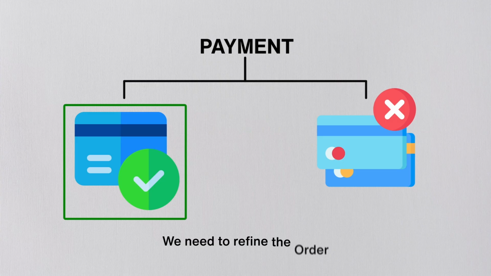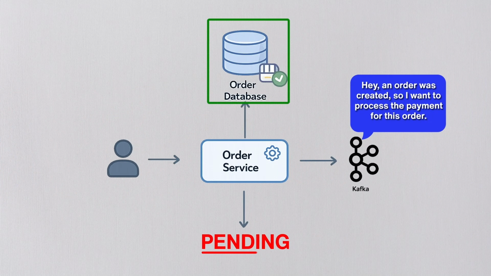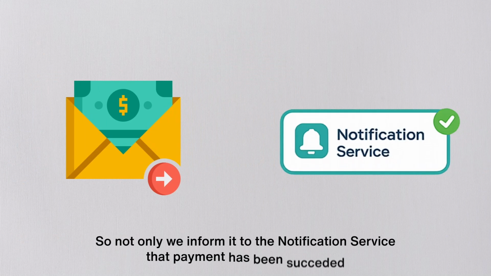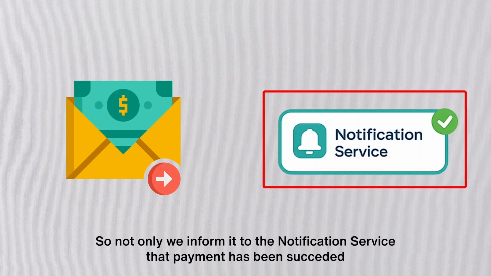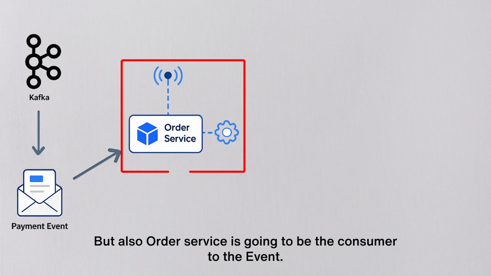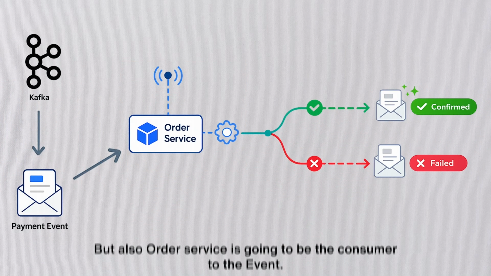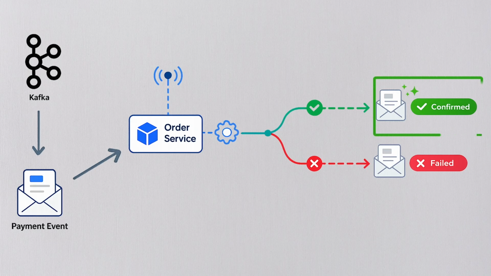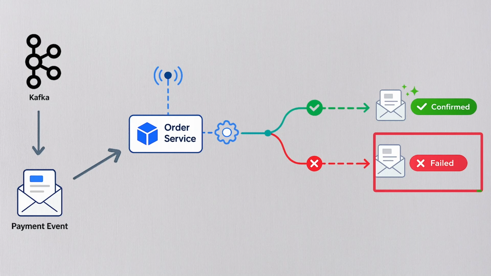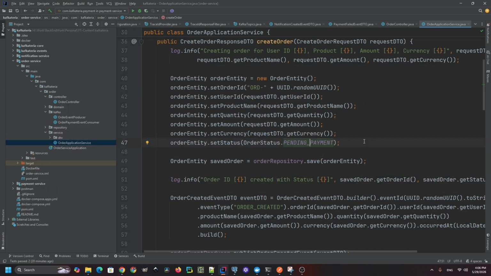And not only that, if the payment is succeeded, we need to notify the orders in order to update the order that was pending payment, because now the payment is due. So not only do we inform the notification that the payment had succeeded, but the order is also going to be a consumer of the payment, whether it was success or failure, because if it's success, then we need to mark it as confirmed. If it's failure, then we need to mark it as a failure. And this is what we're going to be doing now.